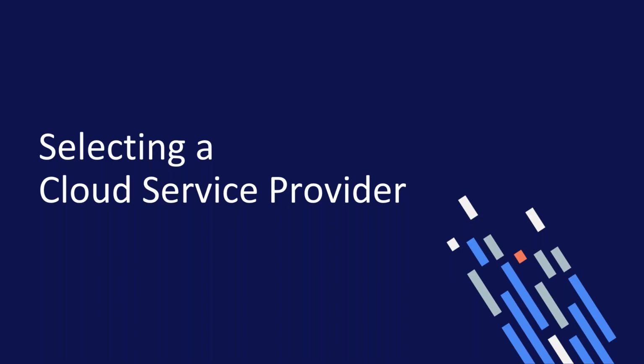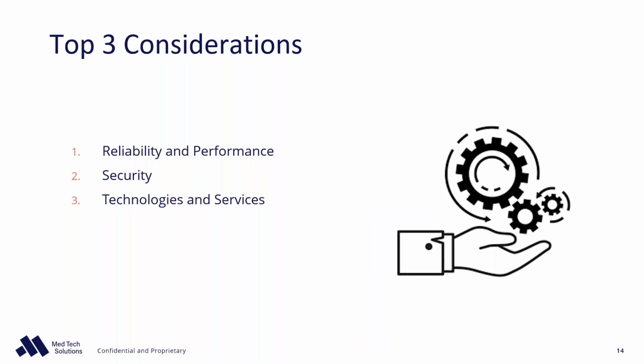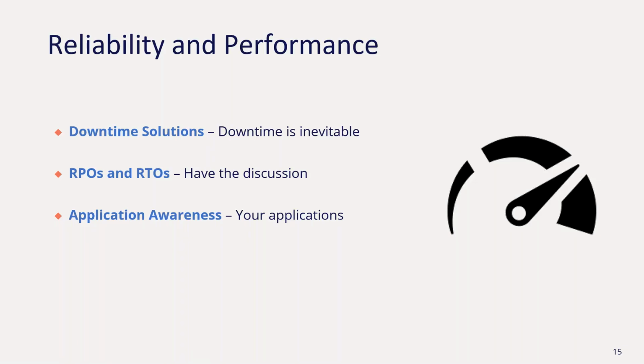So next, let's go into the actual three considerations of selecting a cloud provider. The first one I'm going to go over is reliability and performance. Second is going to be security, and third is going to be the technology and services that the cloud provider provides. So let's talk about reliability and performance.